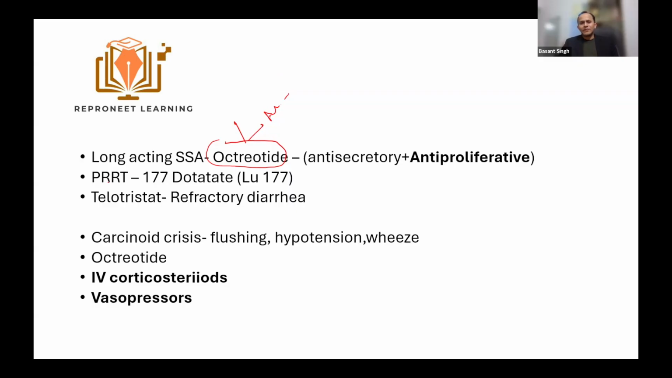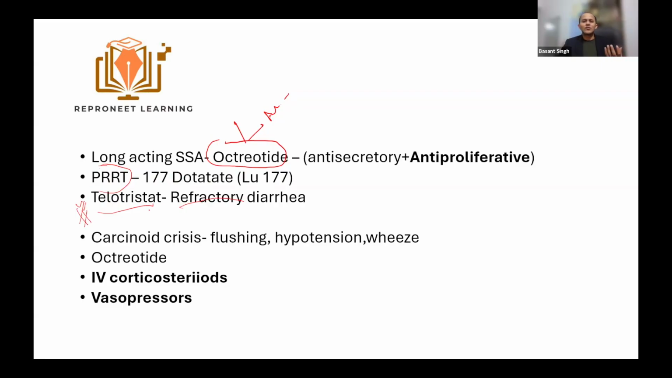If it is not working, then we use PRRT, the peptide receptor radionuclide therapy. You use the analog lutetium-177, so you can give targeted therapy to these patients. There is also a new drug that is approved that inhibits the synthesis of serotonin. That is telotristat. It is used in refractory diarrhea. So this is the new thing that has come. This is about management of carcinoid syndrome.